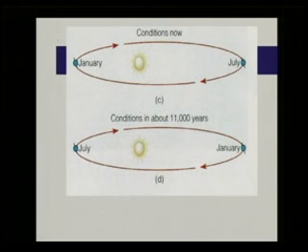So when do we have summer in the northern hemisphere? Okay, we have summer in the northern hemisphere when the Earth is farthest from the Sun. And in January, when the northern hemisphere experiences winter, the Earth is actually closer to the Sun. Now this diagram is greatly exaggerated.